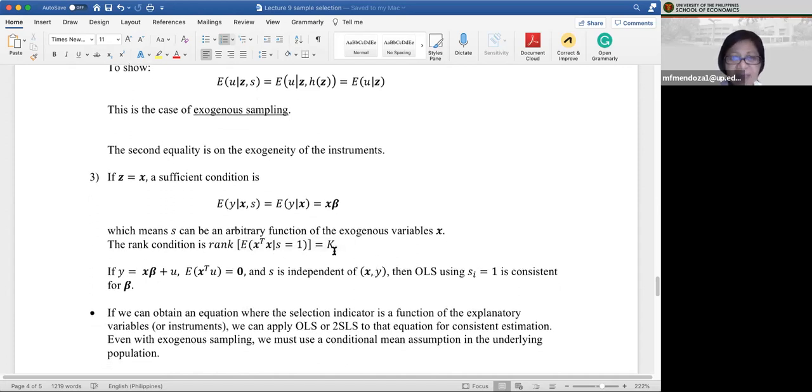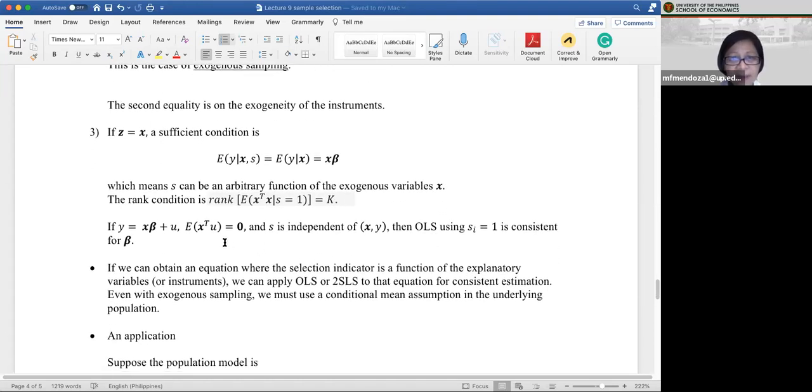Then the rank condition is this. Here you're back to the OLS world. So you have this for feasibility of the estimator. Therefore, if Y is equal to X beta plus U, and the expected value of X transpose U is equal to 0, so the X's are exogenous, and S is independent of X and Y, then OLS using S sub i equal to 1 is consistent for beta. So that is for this special case. If you don't have the endogeneity problem and S is independent of X and Y, then you can use OLS on the selected sample and still get consistent beta hats.